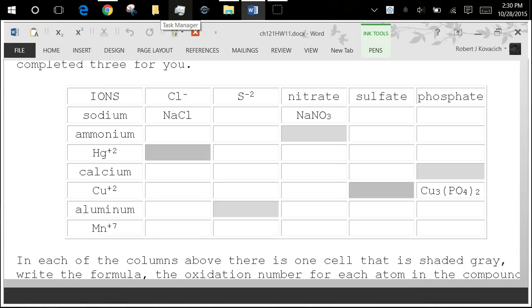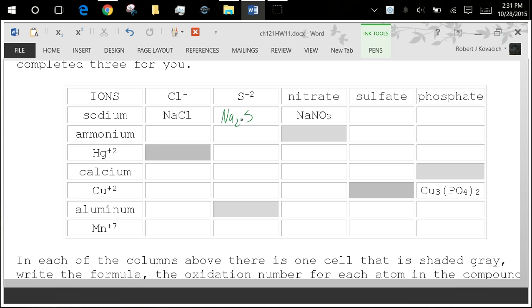Okay, let's go ahead and fill in this table. So in between the sodium chloride and the sodium nitrate, what should I write? Na2S? Everybody okay with that? The charge on the sodium is +1, and the charge on a sulfur that's become an anion is going to be -2. So then I just need 2 of the sodiums to go along with 1 of the sulfurs.